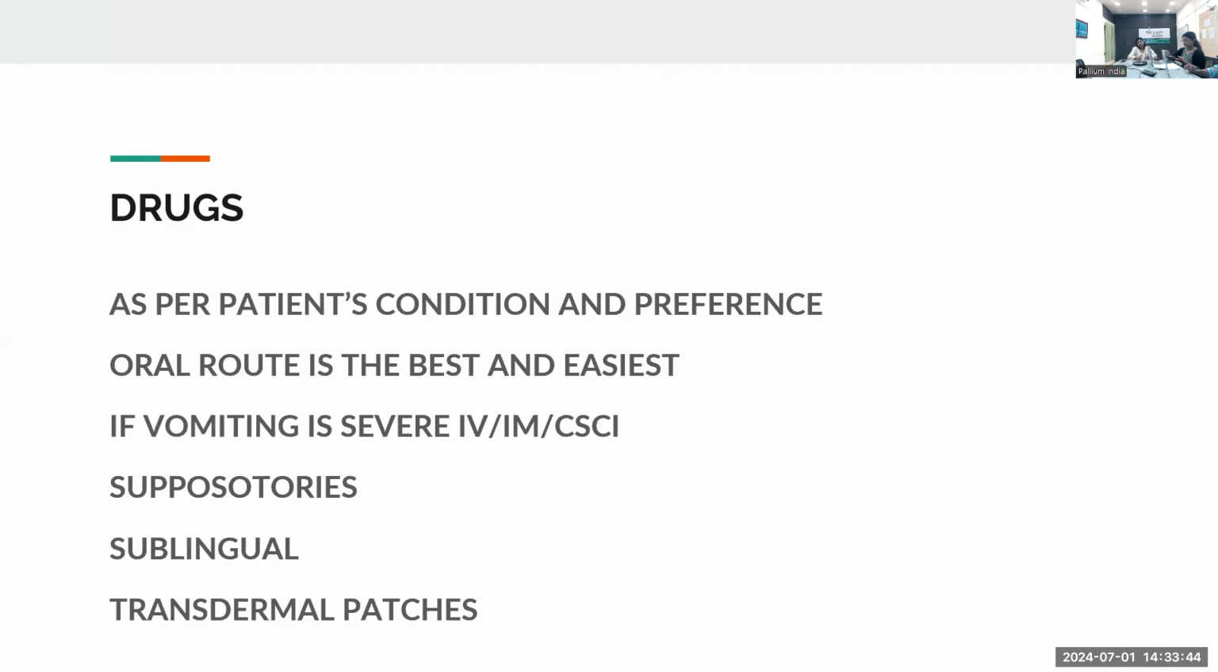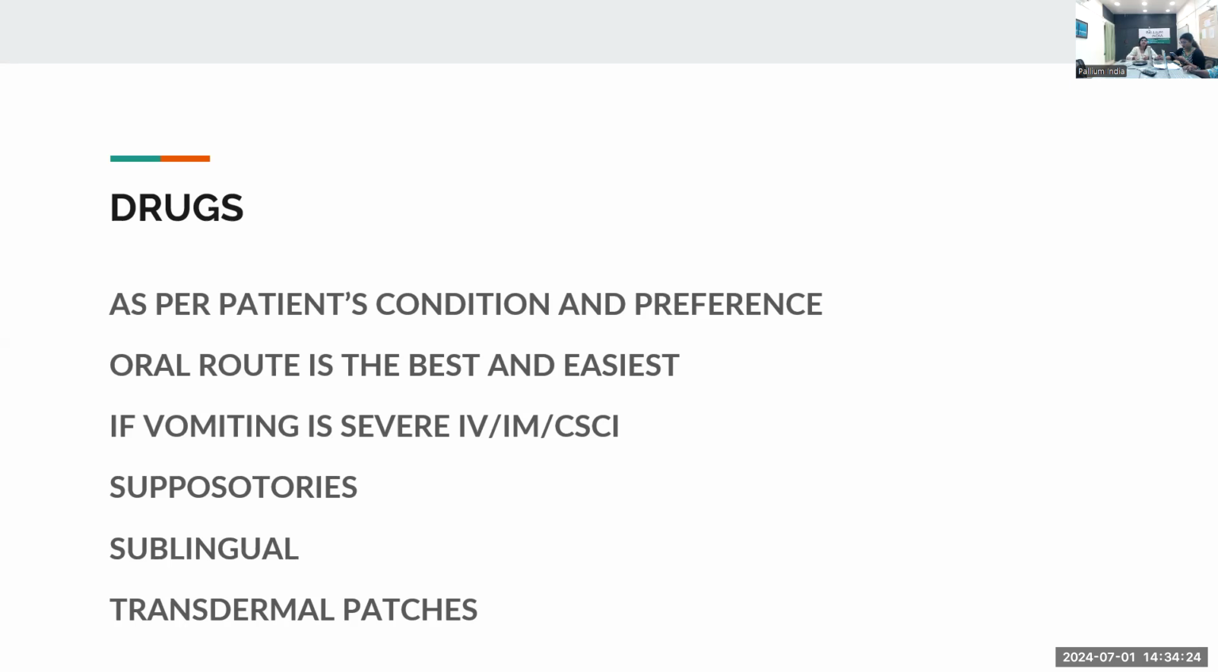Now, you know about the pathways, a little bit about the pharmacology. So when you prescribe a drug, it should be according to the patient's condition and preference. You should not always tell the patient, see, you have continuous vomiting, you should be given only the intravenous route, nothing like that. If the patient is able to take anything orally, encourage him to take tablets orally if he is tolerating it. So oral route is the best and the easiest thing. Never force a patient that you have to take the IV route.